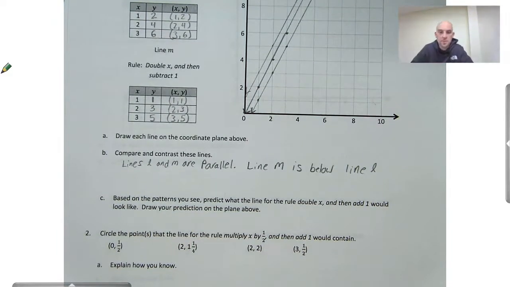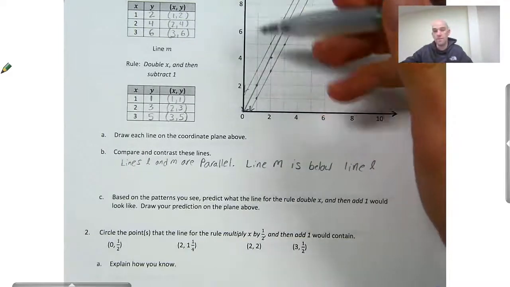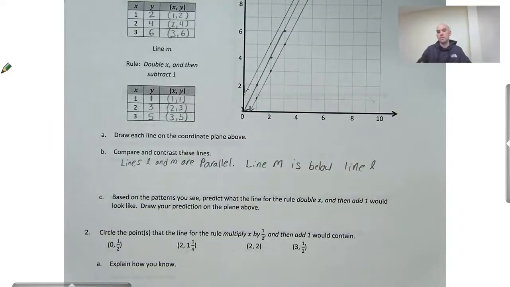And the idea we should be getting is that when that added number or subtracted number at the end becomes greater, the line is going to move up. If the number is lesser, then it's going to move down.